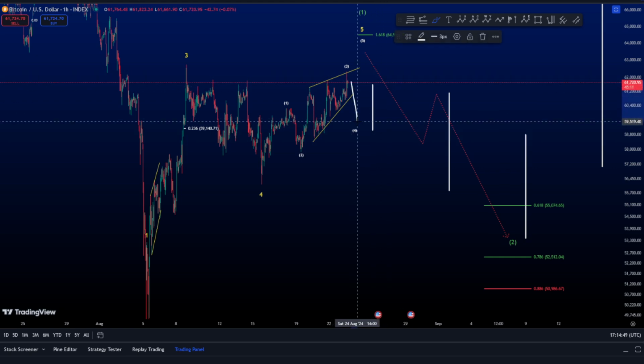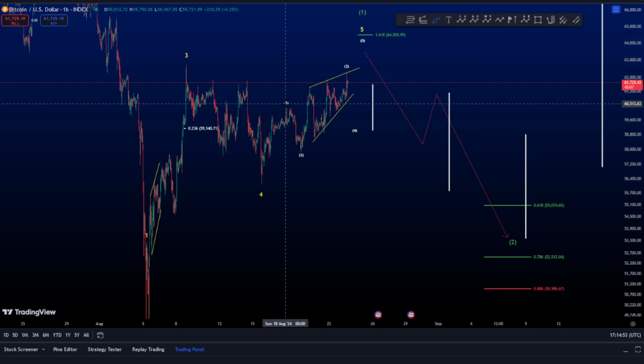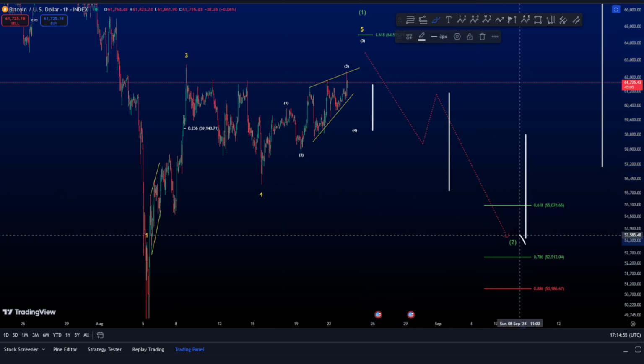So we are still looking for a wave 4, and then 5, and then we start our 3 waves towards the downside for a wave 2.